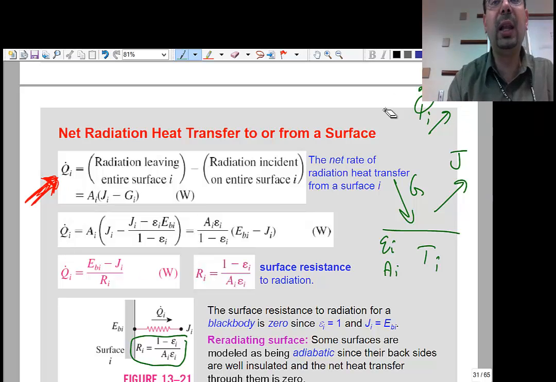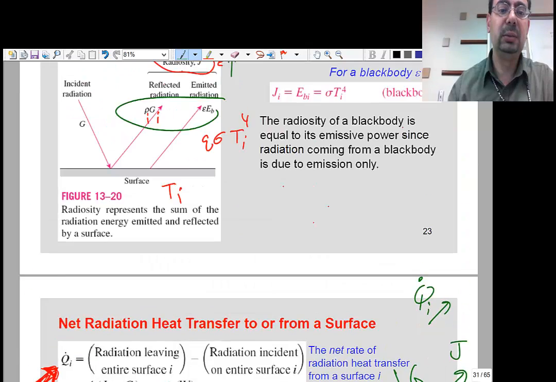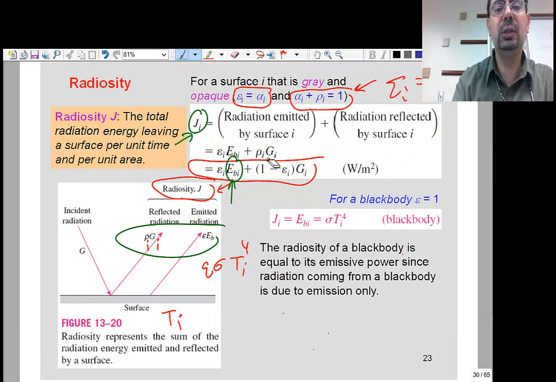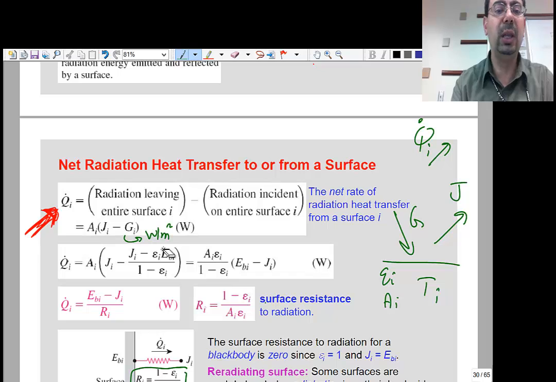So back again, we want to calculate this Qi, and he's basically saying it's J minus G: what's leaving minus what's coming, per unit area. The unit here is watt per meter square. That's why he's multiplying it by meter square, so that he can get the G. And that G, from here, 1 minus epsilon, he's getting it from this equation. He will take this G and plug everything over here. And that's why he gets this.